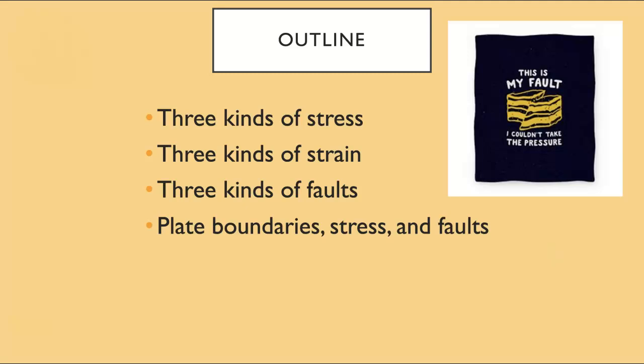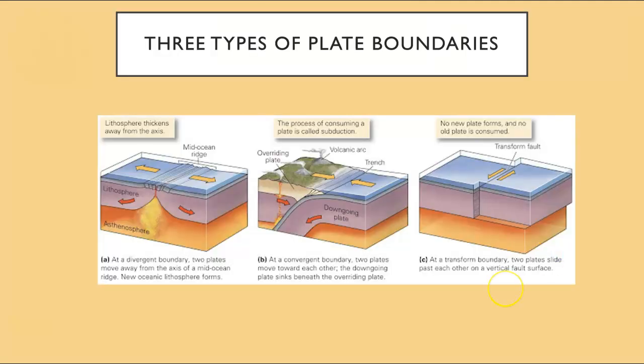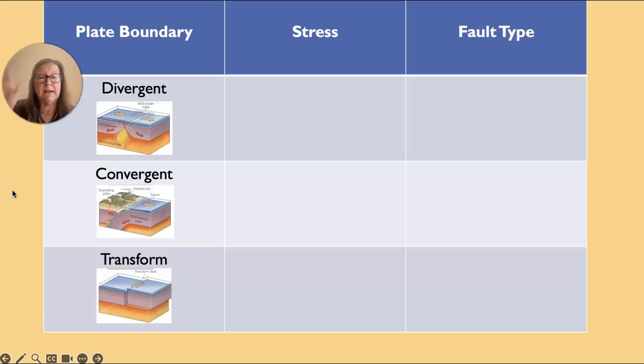The last thing we're going to do is put all of this together and link it to plate boundaries. So just as a reminder, we have three kinds of plate boundaries: divergent, where plates move apart; convergent, where plates move together; and transform, where plates move side to side. So what I'd like you to do is make a little table in your notes, and in the first column, you're going to put plate boundary at the top, and you're going to put divergent, convergent, and transform. Then you'll have a column labeled stress and a column labeled fault type, and we'll put all of these things together.